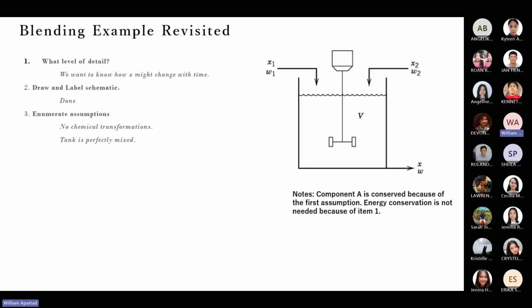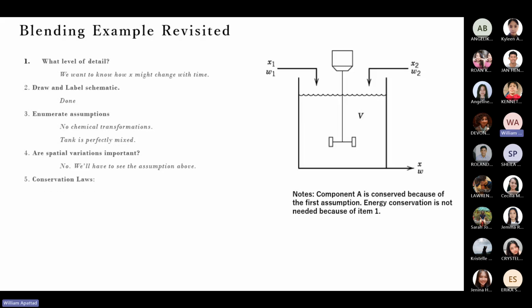So wala tayong spatial gradients. Okay? Wala tayong concentration gradients. We don't have any thermal gradients. Ayan. So, are spatial variations important? No. Okay, we'll have to see the assumption. So, since perfectly mixed naman, okay itong step 4.